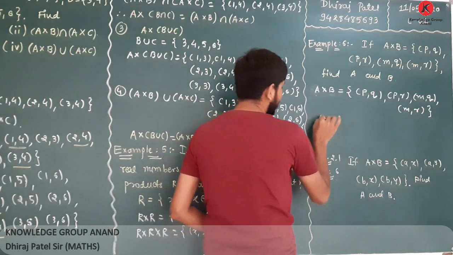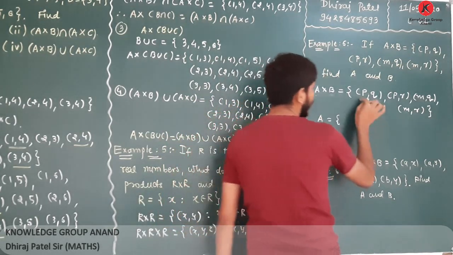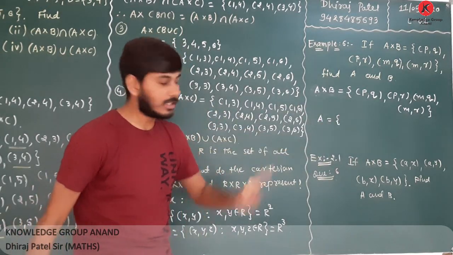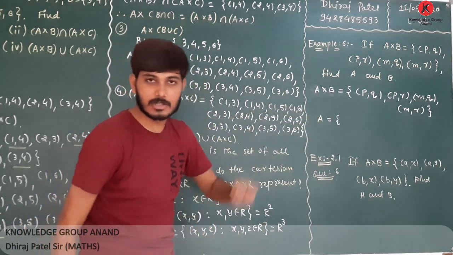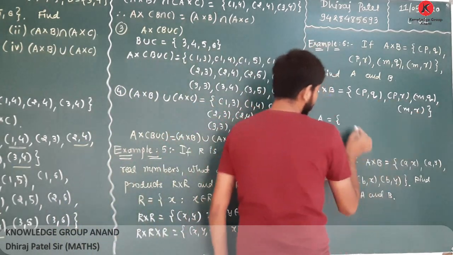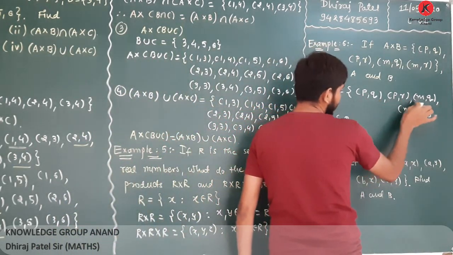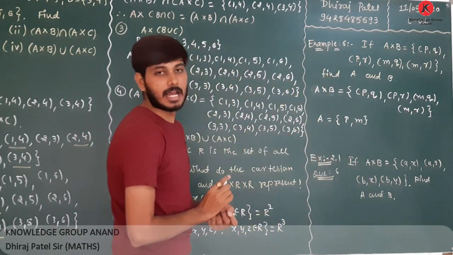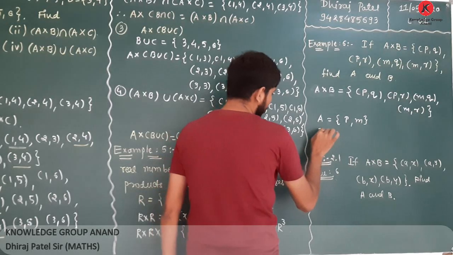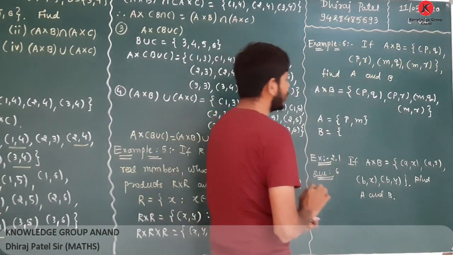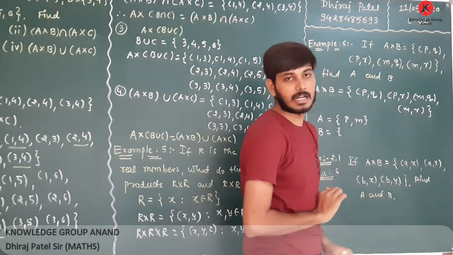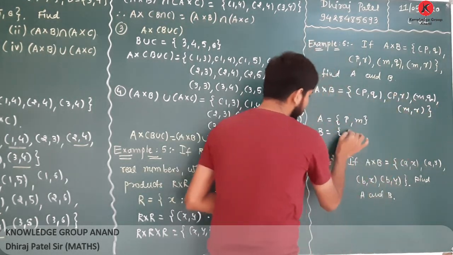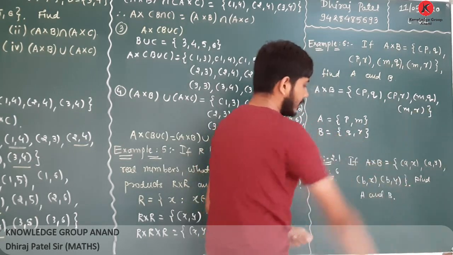Therefore we can write set A equals to, so what you have to do with these ordered pairs is make a collection of the first elements, which is our set A. So write down the first elements here. The first elements are P and M. So {P, M} is our set A. Same for set B. What is set B? Set B equals the list of all the second elements in the ordered pairs. Therefore we get Q and R here. Therefore set B is ready.